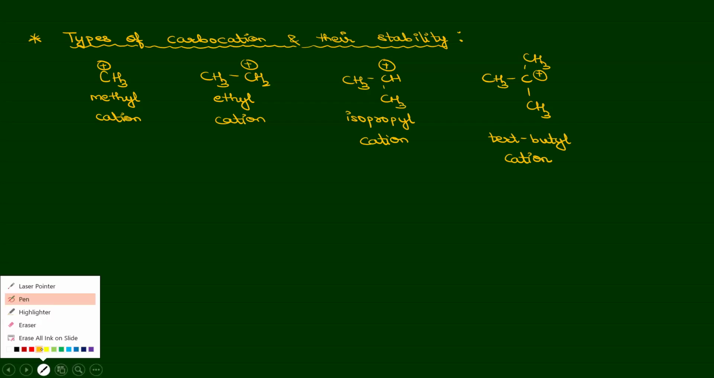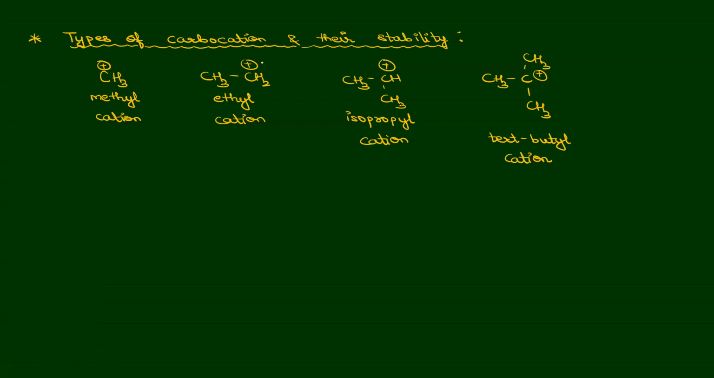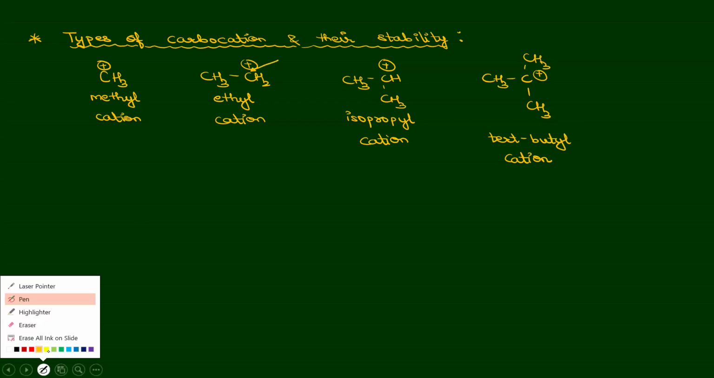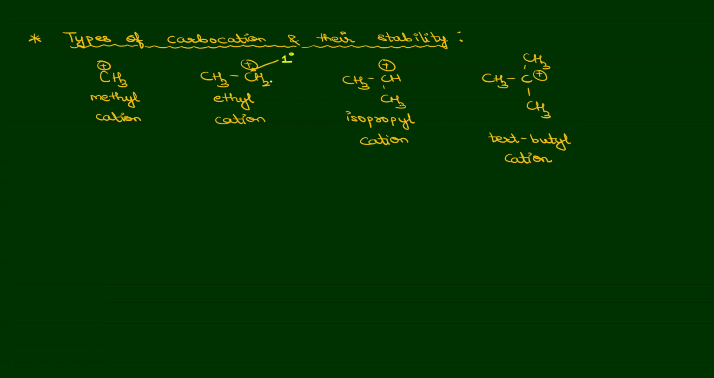Now, among these cations, further observation: the ethyl group has a CH2 carbon attached to only one carbon. Such a carbon, which is attached to only one carbon, is referred to as a primary carbon. So this is a primary carbocation. This carbon is attached to two carbons, hence secondary, and this carbon is attached to three, hence it is tertiary. You can clearly observe that the CH2 carbon is attached to 1 methyl, CH plus is attached to 2 methyl, and C plus is attached to 3 methyl groups.